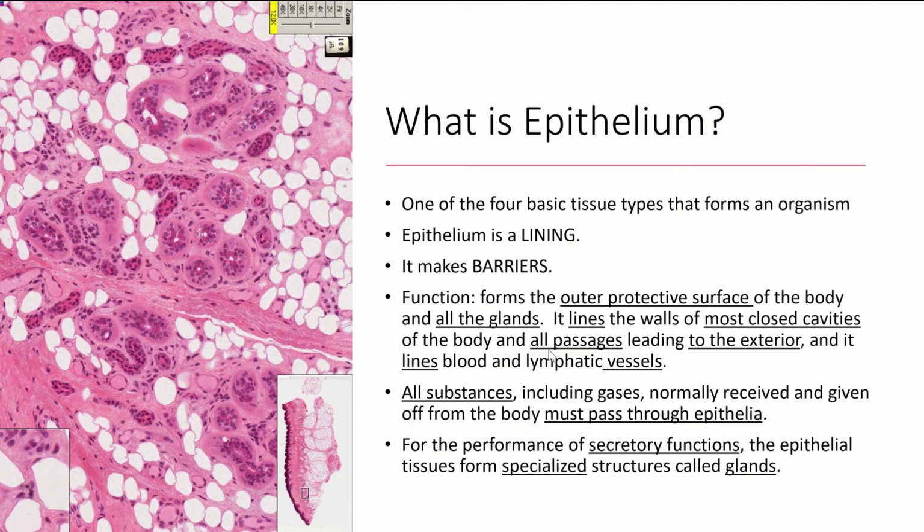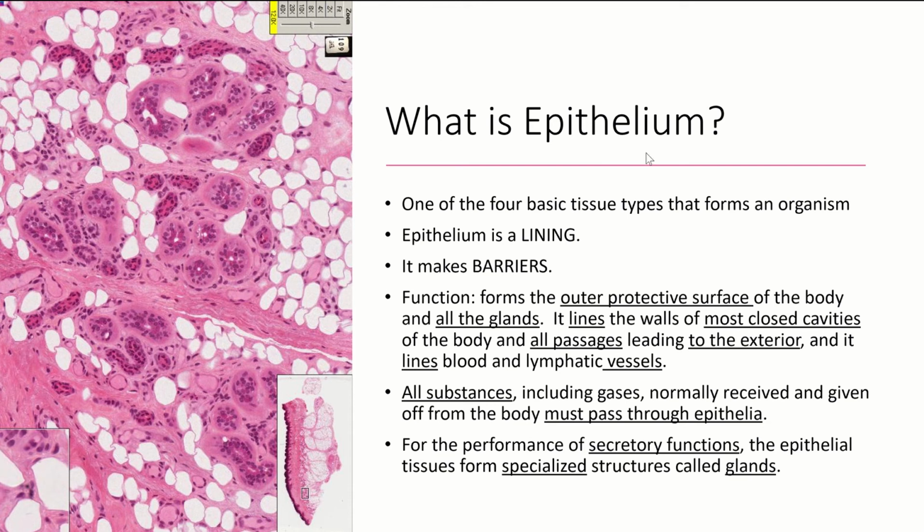Another thing it does is line blood and lymphatic vessels. So your blood vessels and your lymphatic vessels, we'll look at them in a little more detail later. That's another hard one for people to understand because it's a very thin lining, but it is there, that epithelial lining. And we'll learn in a second that it has a special name when it lines blood vessels and lymph vessels, called endothelium.